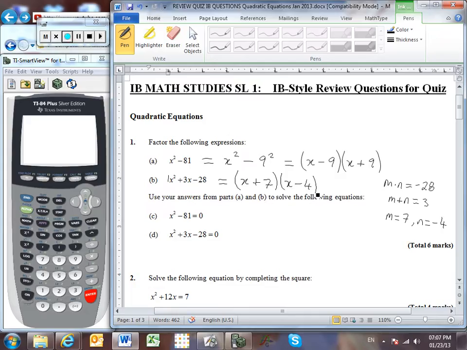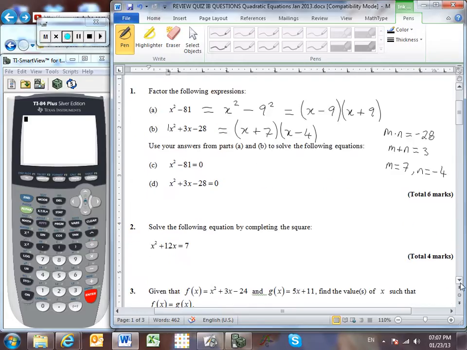Again, let's just FOIL this out to check that it worked. x times x is x squared. The outer terms gives you negative 4x. The inner terms gives you plus 7x. So negative 4x plus 7x gives you the 3x that we needed. And lastly, 7 times negative 4 is negative 28. I've checked my work with expansion. I got the original expression. I must be correct.